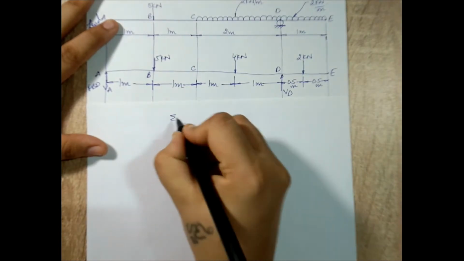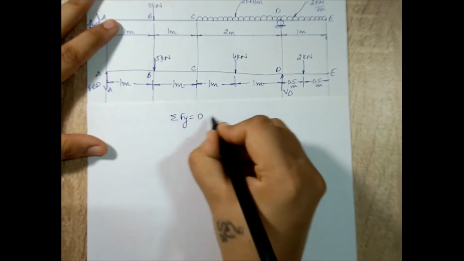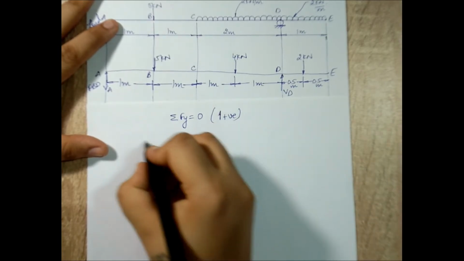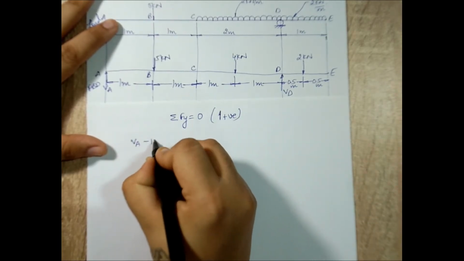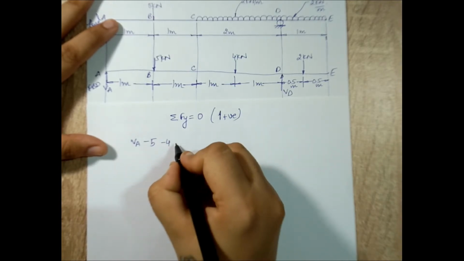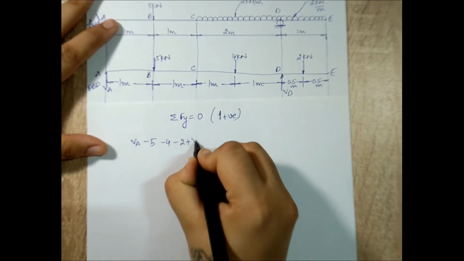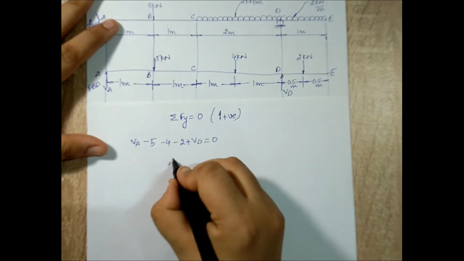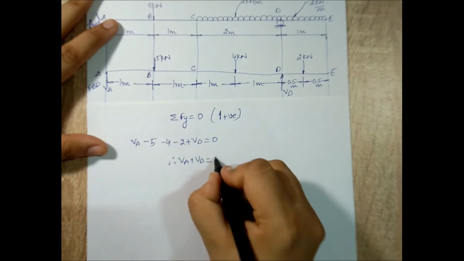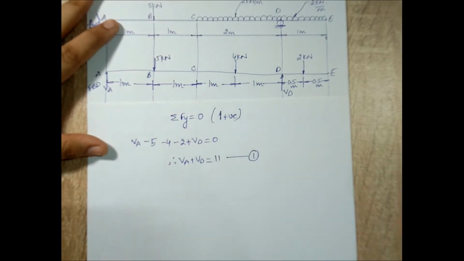I'll start with summation of force in y direction is equal to 0. Upward forces are positive. VA is moving upwards, minus 5 kilonewton, minus 4, minus 2, plus VD is equal to 0. So I'll have VA plus VD equal to 11. This is my equation 1.